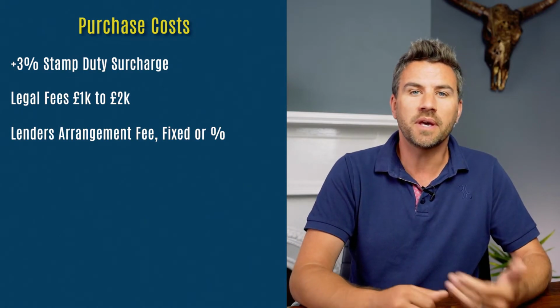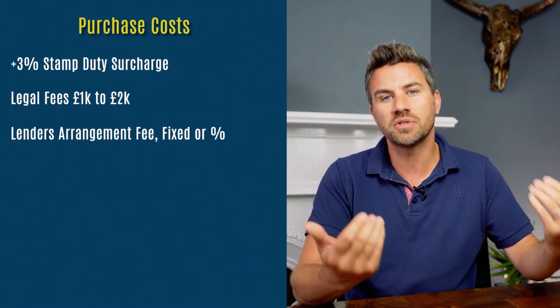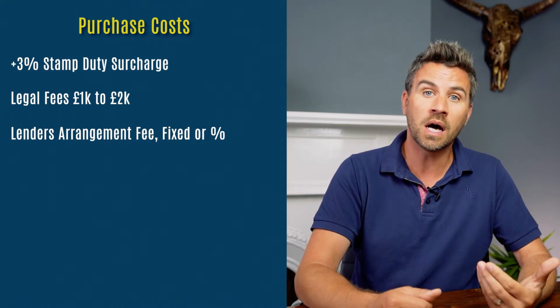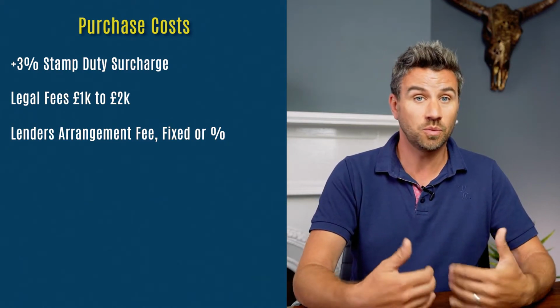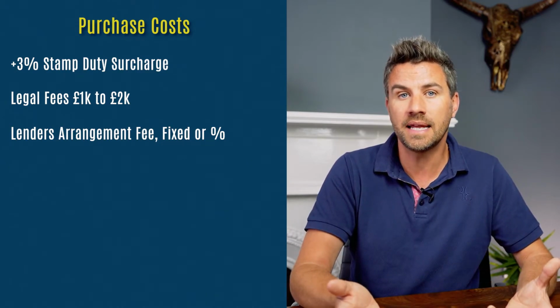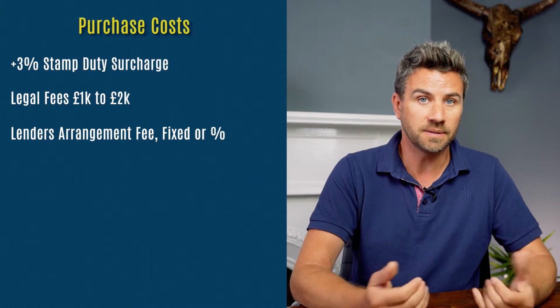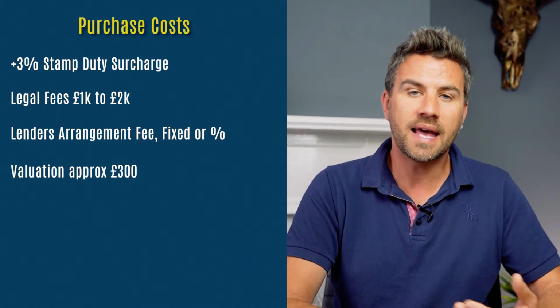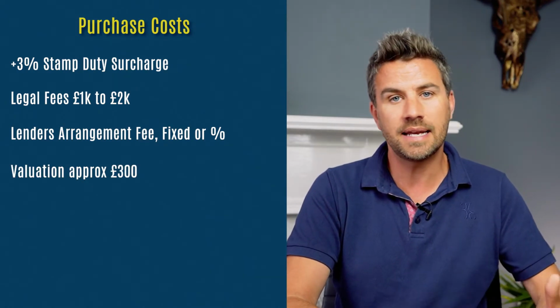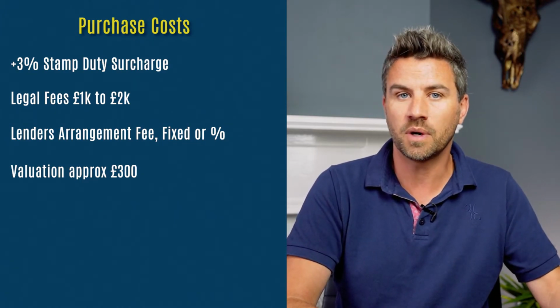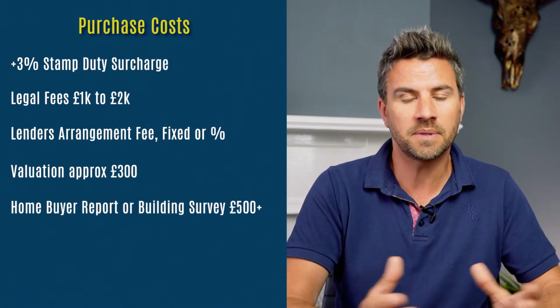And this typically could be a fixed rate, something like £699, or it could be a fixed percentage rate. So it could be 1 or 2% of the actual loan amount. Now, this will vary by lender, and your broker will be able to advise you exactly what that arrangement fee would be. You're typically going to always have to pay a property valuation fee. This is the lender. They want to make sure that the property values up to the amount that you're paying for it. And that will be about £300, something like that.